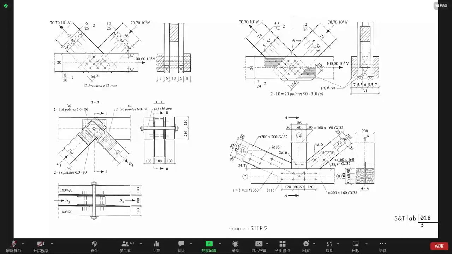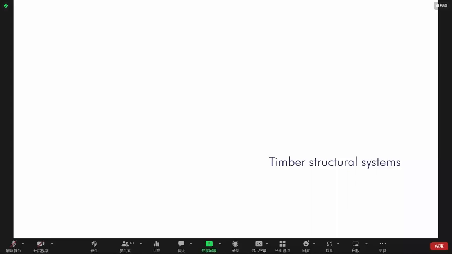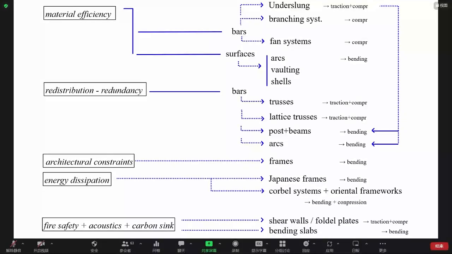And more examples of this kind of connection. Now, let's have a short presentation of some timber structural systems, and I will be giving the word to Sylvain just after this. The first thing you have to do is define your philosophy about what you are looking for in terms of objective. If you are looking for material efficiency, or redistribution for plastic design and redundancy in structure, if you want to follow architectural constraints, if you want to dissipate energy against, for instance, earthquakes, or if you want to guarantee fire safety, acoustic, and carbon sink in your building, you have a totally different philosophy of structure.